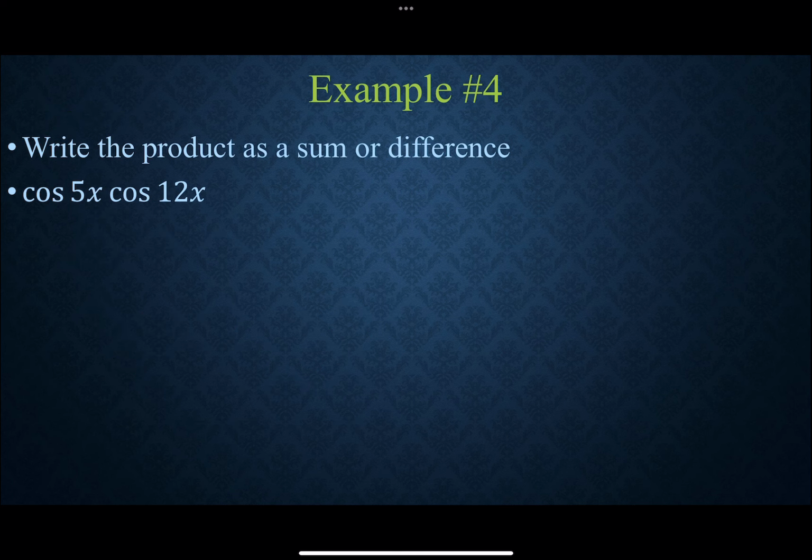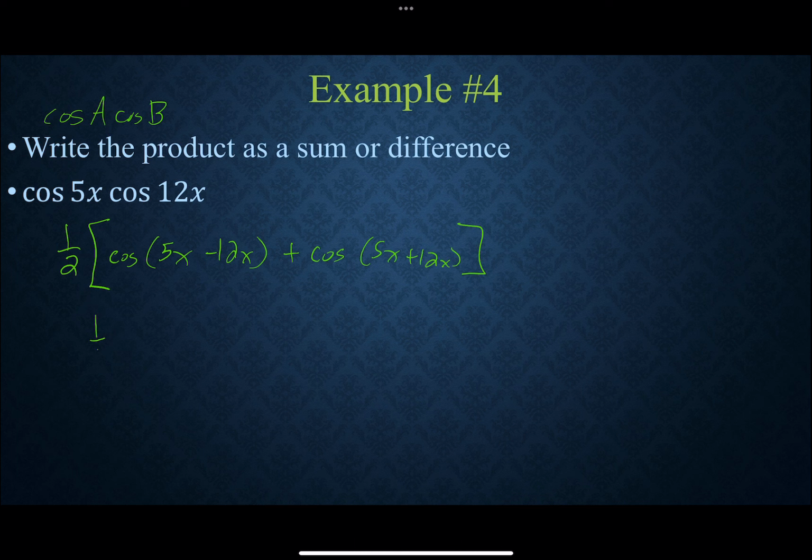And then our last one, so since there's 4 possibilities, we're going to take a look at 4 of each. This one's our cosine A, cosine B formula. So for this one, again, there's no coefficient in front, so we'll just have it as 1/2. And then it's going to be cosine of A minus B, so 5x minus 12x. And then plus cosine of A plus B, so plus cosine of 5x plus 12x. So we get 1/2 cosine of negative 7x, and then plus cosine of 17x. Again, the negative for the cosine doesn't matter, so just 1/2 cosine of 7x plus 1/2 cosine of 17x.